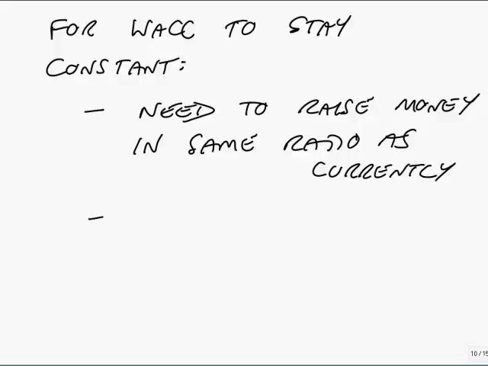What would be necessary for the new project? What would be necessary for the weighted average cost of capital to stay the same as it is at the moment? Same risk. The same risk. Yeah, for the weighted average to stay constant, you'd have to raise money in the same ratio as currently. Are you all clear what I mean?